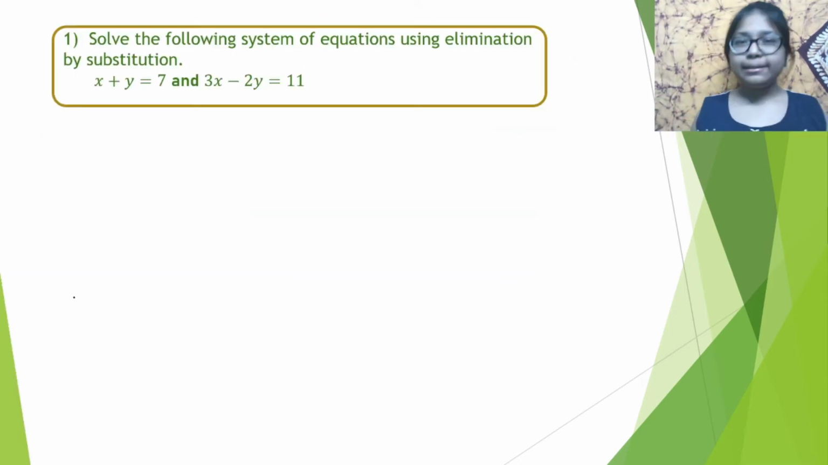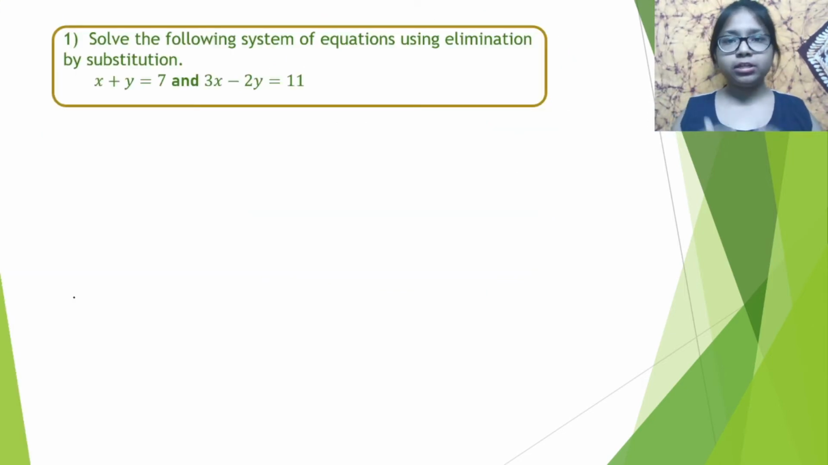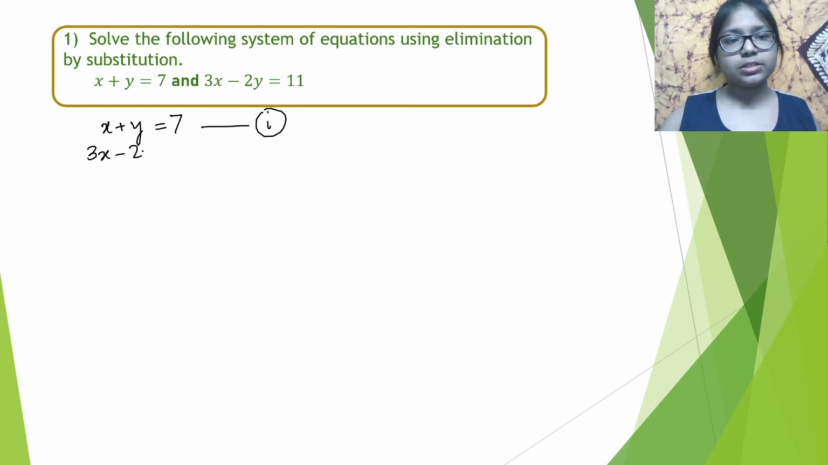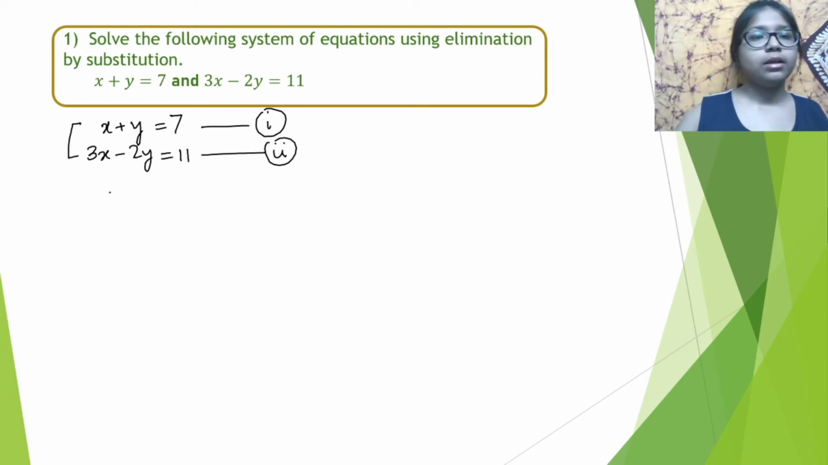Okay, let me show you how to perform the method of substitution with the help of a problem. It will be more clear to you. So what is given? X plus y equals 7. This is first equation, and 3x minus 2y equals 11. This is second equation. See, you have to find x and y and you are given two equations.